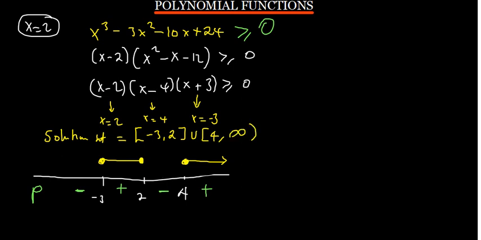So if the question was saying less than, then you get where the product is negative. Those will be your solutions. And that is from negative infinity to negative 3 and then from 2 to 4. So that will be the answer.